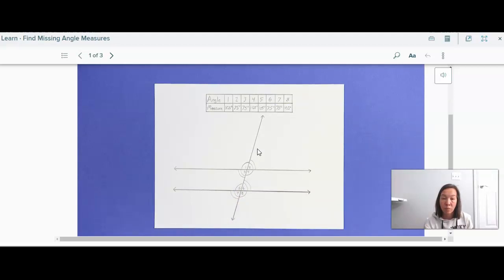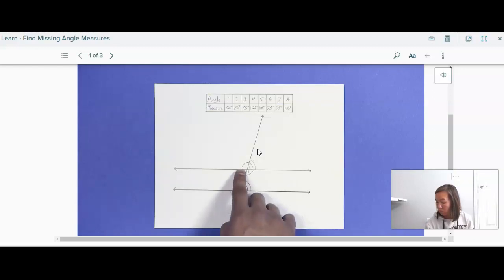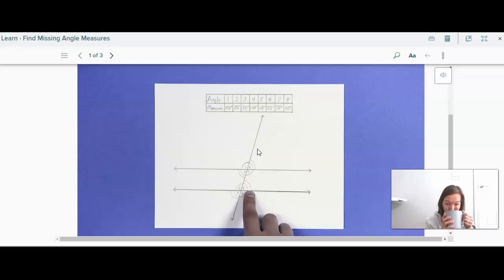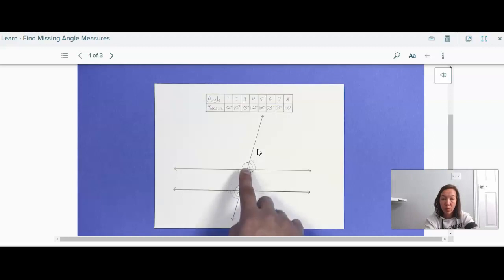Notice that the angles with 1 arc and the angles with 2 arcs are supplementary. For example, angle 1 and angle 2 are supplementary. Now notice the position of the congruent angles. For example, vertical angles, such as angle 1 and angle 4, are congruent. Alternate interior angles, such as angle 3 and angle 6, are congruent. Alternate exterior angles, such as angle 1 and angle 8, are congruent. And corresponding angles, such as angle 3 and angle 7, are congruent.